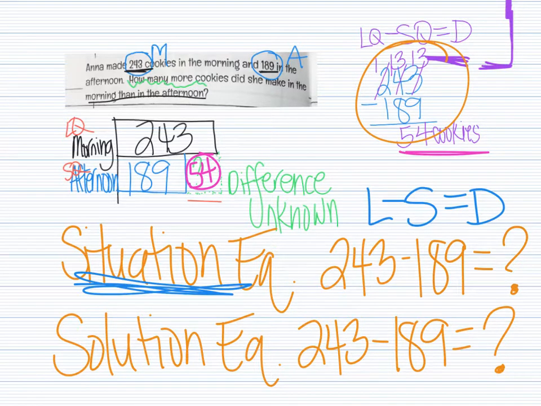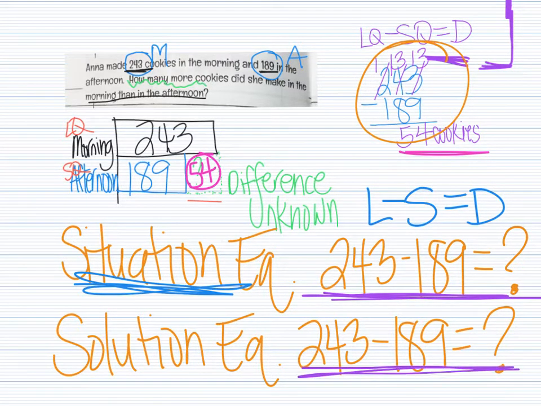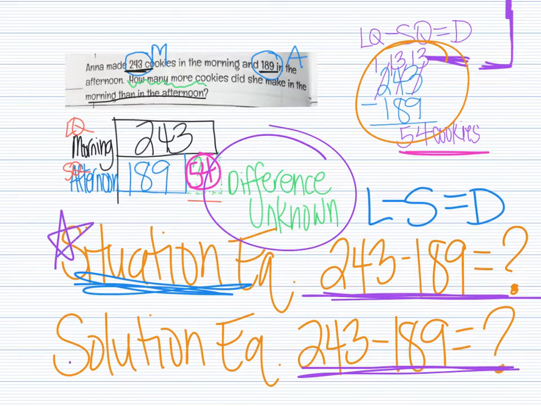So you'll notice in this situation, both my situation equation and my solution equation were exactly the same. And the reason that worked out that way is because whenever you're searching for the difference, if you have a difference unknown, both of these equations will be absolutely the same.